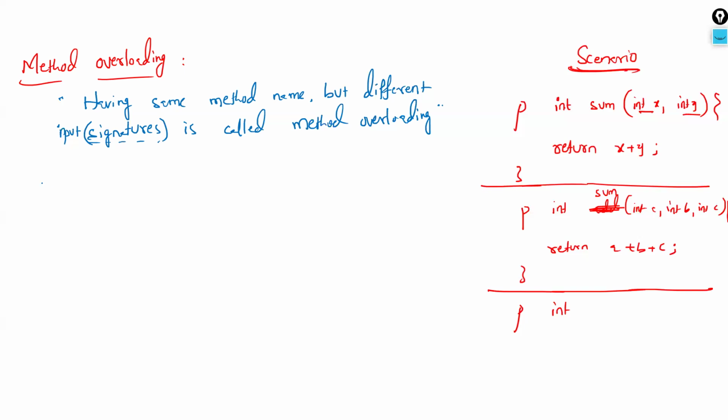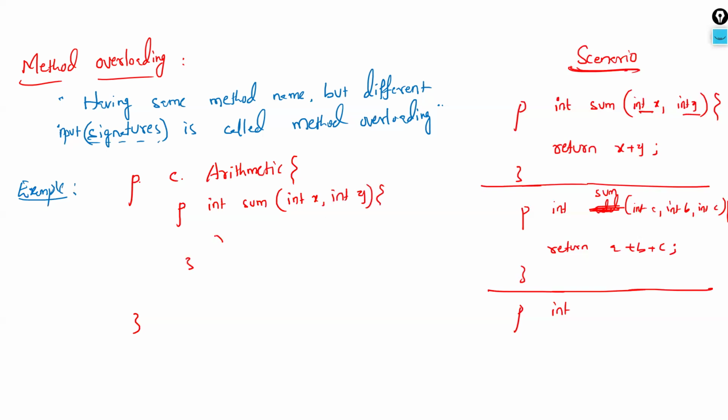So for this, one example, it's not syntax, just one example. If we write like this, say public class, some class, an arithmetic class. Inside this arithmetic class, let us define some methods. Public int sum of two, the same thing I'm writing: int x comma int y. Then in this, what do we have to return? Return x plus y.